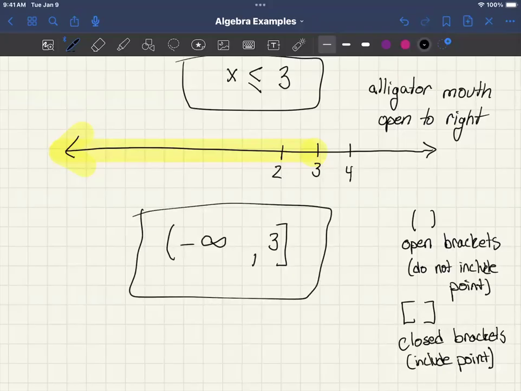So there are our two solutions. Here is our inequality. x is less than or equal to 3. Here is our notation, negative infinity to 3 with a closed bracket.